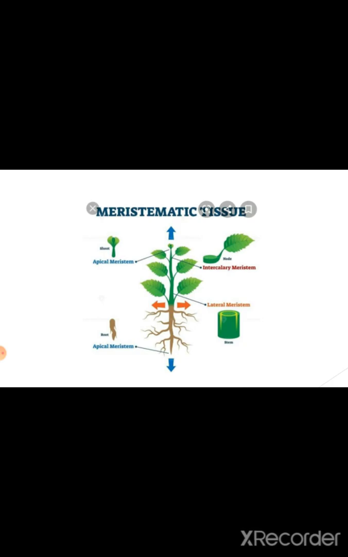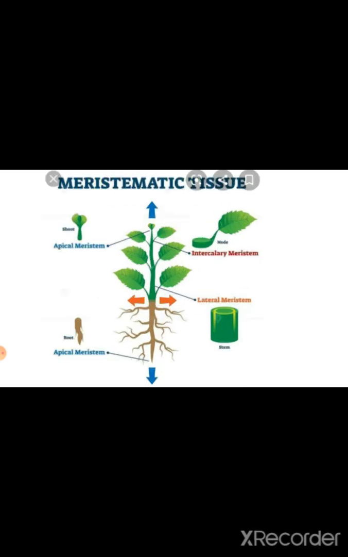Lateral meristematic tissue or lateral meristem. Lateral meristematic tissue is found along the sides of the stem and roots. It increases the diameter of the stem and roots. If you see here, lateral meristematic tissue means stem. Next, intercalary meristem. Intercalary meristematic tissue is found between the regions of permanent tissues, like the base of the nodes, internodes and leaves. It increases the length of these parts. So this is the intercalary meristematic tissue.